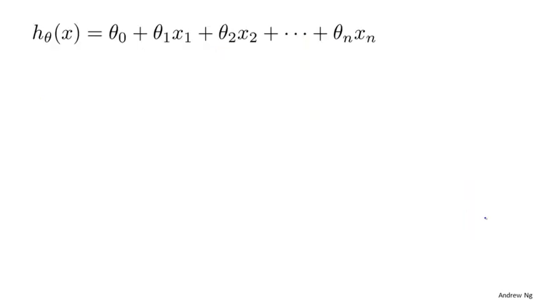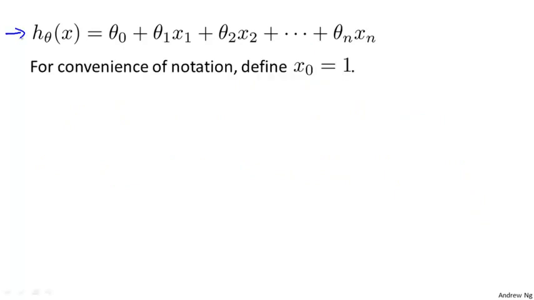Here's the form of our hypothesis rewritten on the slide, and what I'm going to do is introduce a little bit of notation to simplify this equation. For convenience of notation, let me define x subscript 0 to be equal to 1. Concretely, this means that for every example I have a feature vector x superscript i, and x superscript i subscript 0 is going to be equal to 1. You can think of this as defining an additional 0 feature.